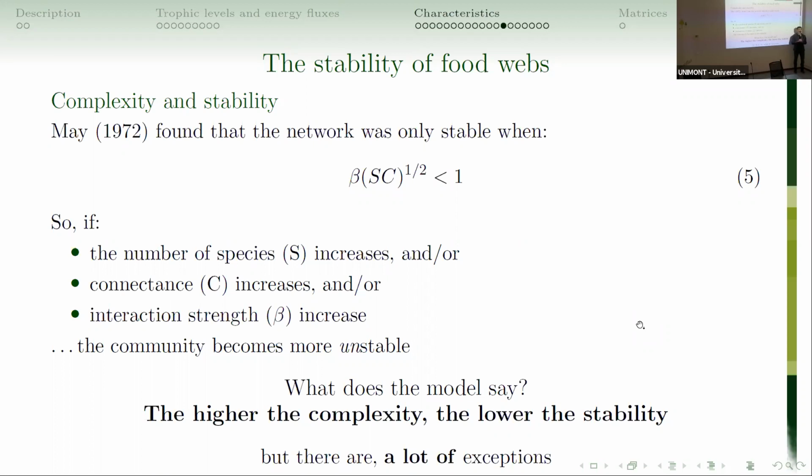So we were wrong in most of our guesses, let's say. But again, as I mentioned before, there are many exceptions. But in general, the higher the complexity, the lower the stability. And you know why, but you don't know that you know. But I told you in the beginning of the talk why. Why do you think that in general, the higher the complexity, the lower the stability?